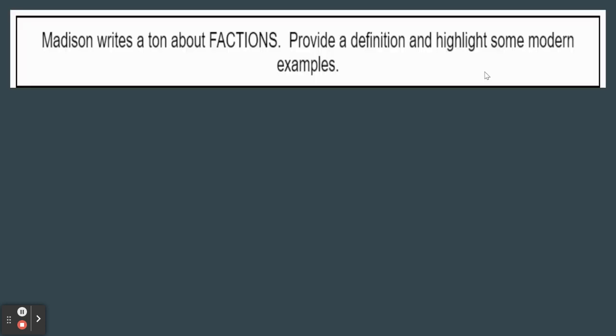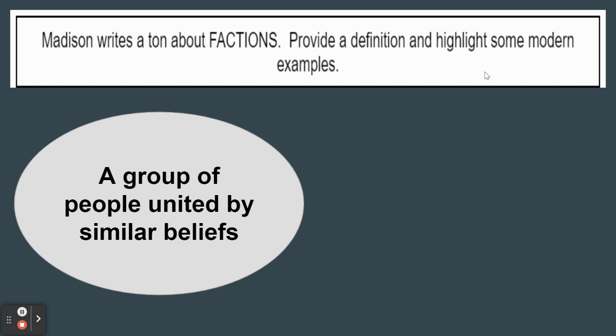So one of the key things that Madison wrote about in Federalist 10 is something called factions. He uses the word dozens of times throughout the actual paper. And by faction, he's basically talking about a group of people that are united by a similar belief system or a similar thought process.